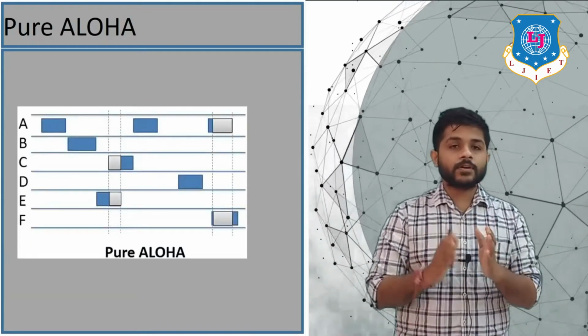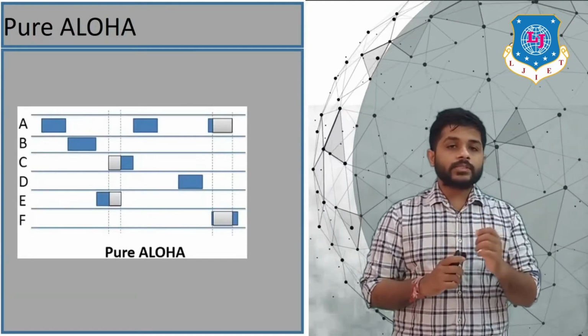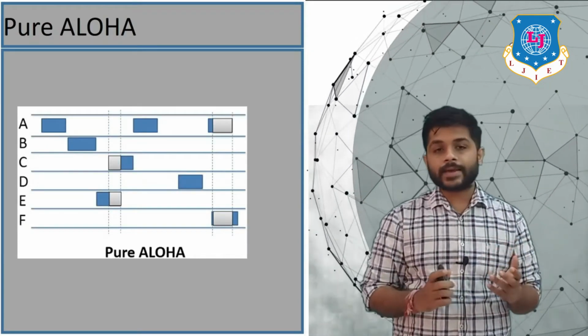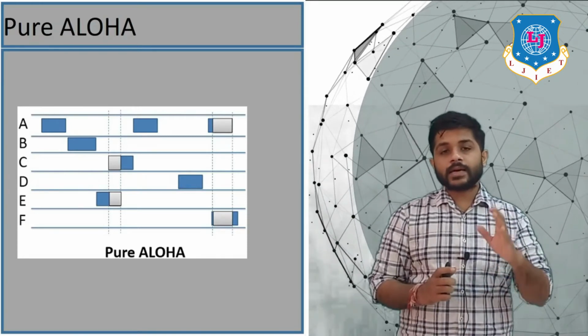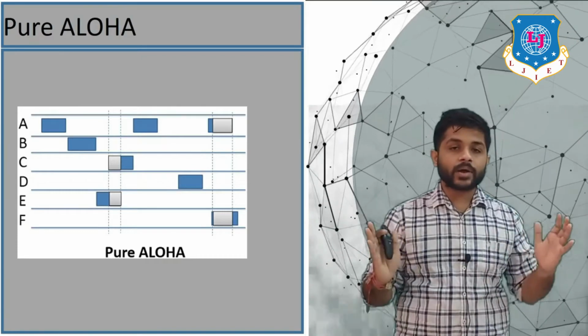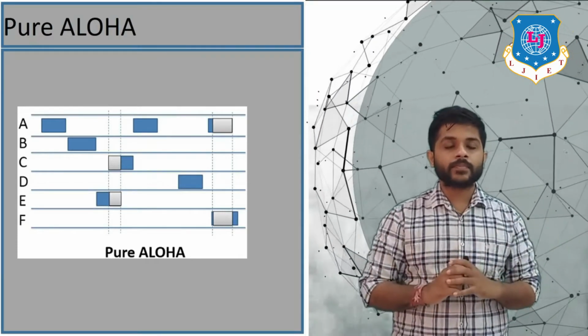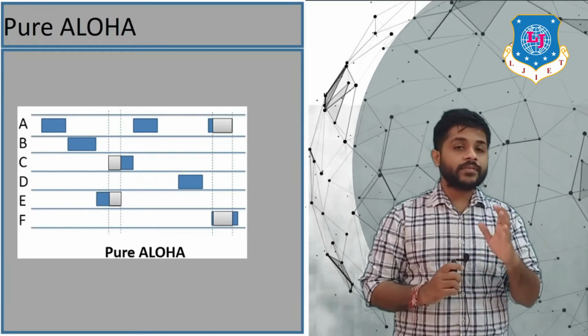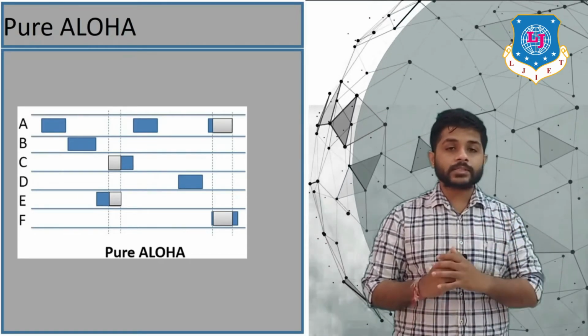So this is the figure of the pure ALOHA. You can see that there are 6 devices, A, B, C, D, E, and F. And those devices are sending packets in the shared channel. The channel is common between all these devices. You can see that the first packet, which is sent by the device A, is sent successfully.